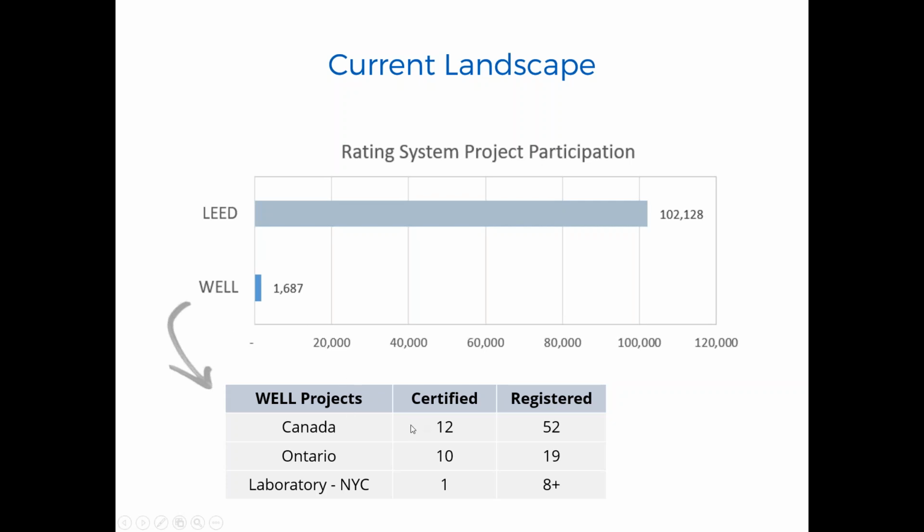In Canada, we currently have, and these numbers might have changed, sorry, I say currently, I pulled these about a week or two ago, so they might have changed. They might not be exact, but they're fairly current. In Canada, we have 12 certified buildings and 52 registered. In Ontario, we have 10 certified and 19 registered.